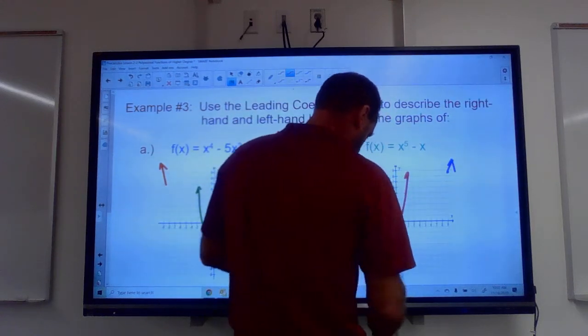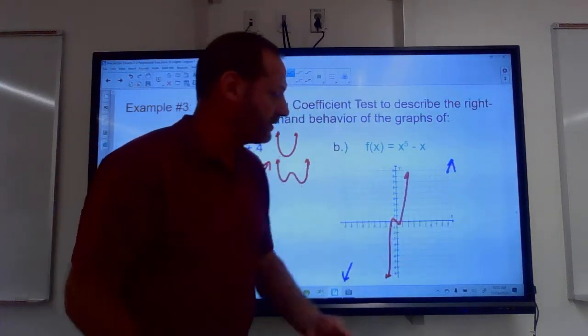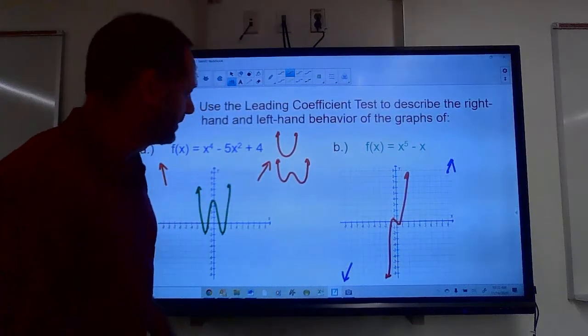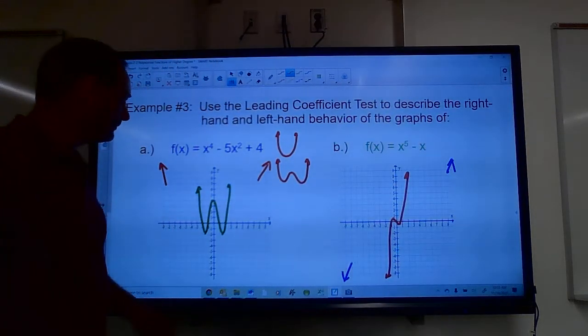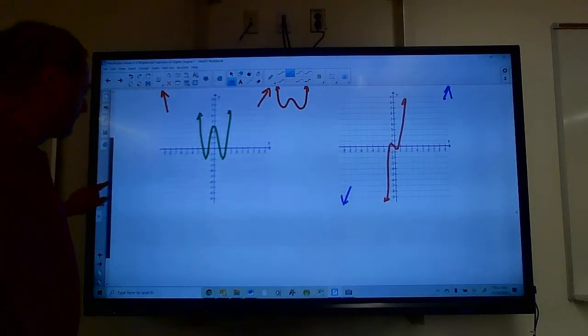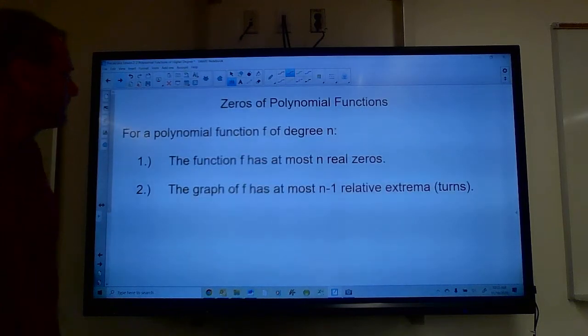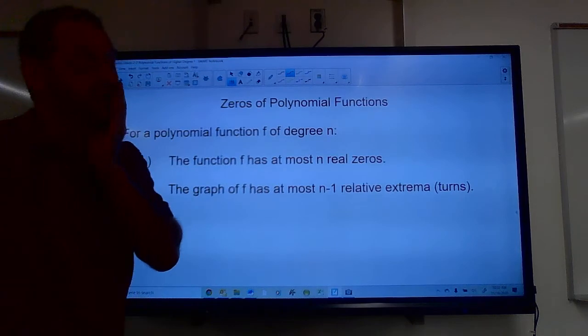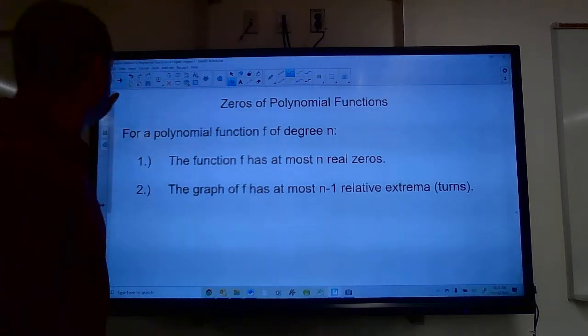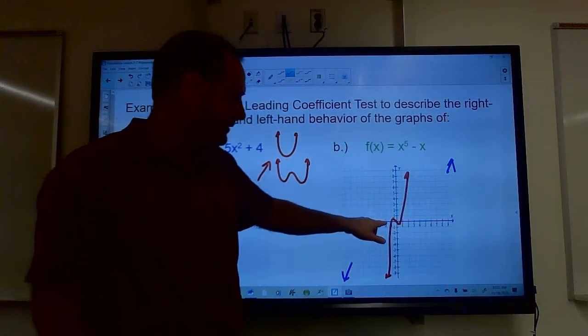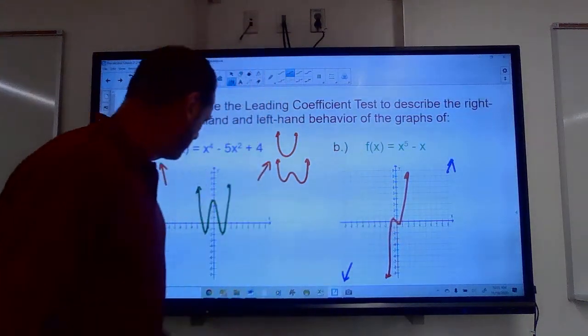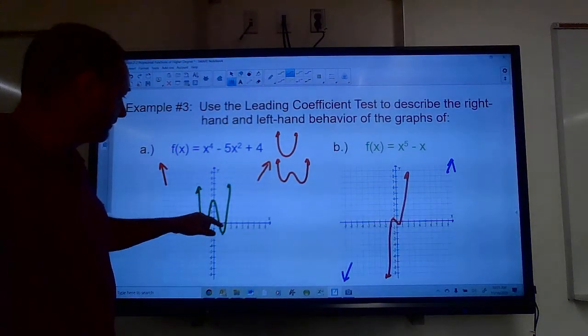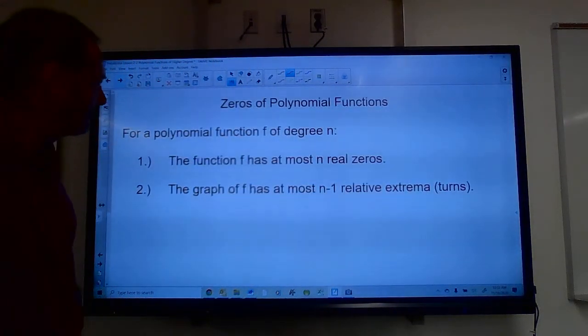It'll look pretty much like that. With my end behavior, I've got a pretty good idea of what that's going to look like right there. Okay, zeros. Zeros are super important to be able to find. Zeros are where it crosses the x-axis. So this one has 3 zeros, 1, 2, 3. This one has 4 zeros, 1, 2, 3, 4. You've got to be able to find those.